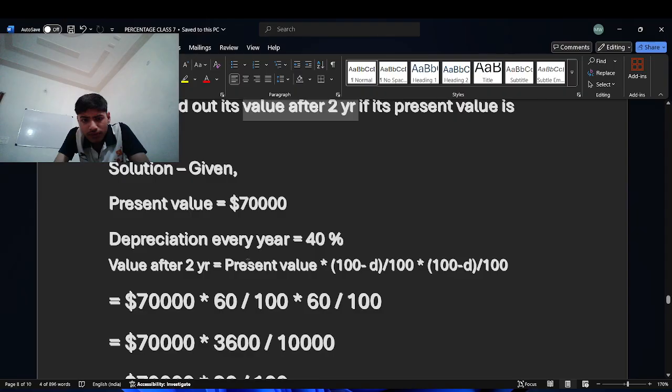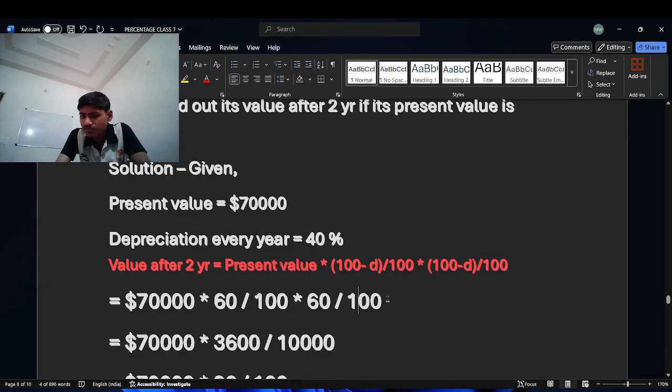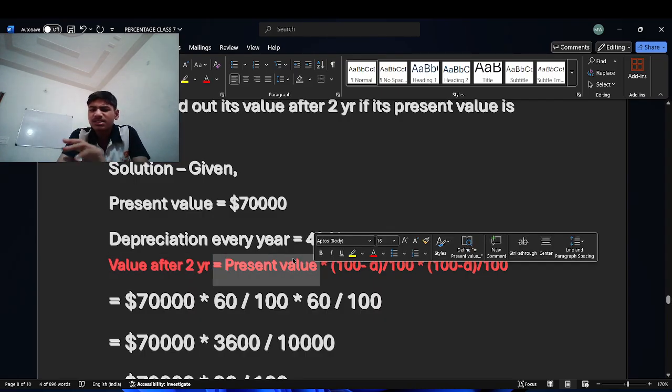Okay, how will you find it? This is the trick, this is the formula. I am highlighting this. This is too important. You have to find the present value. There are many questions where you have to find the present value, and you have got the value after 2 years. That is simpler. You just have to simplify it.